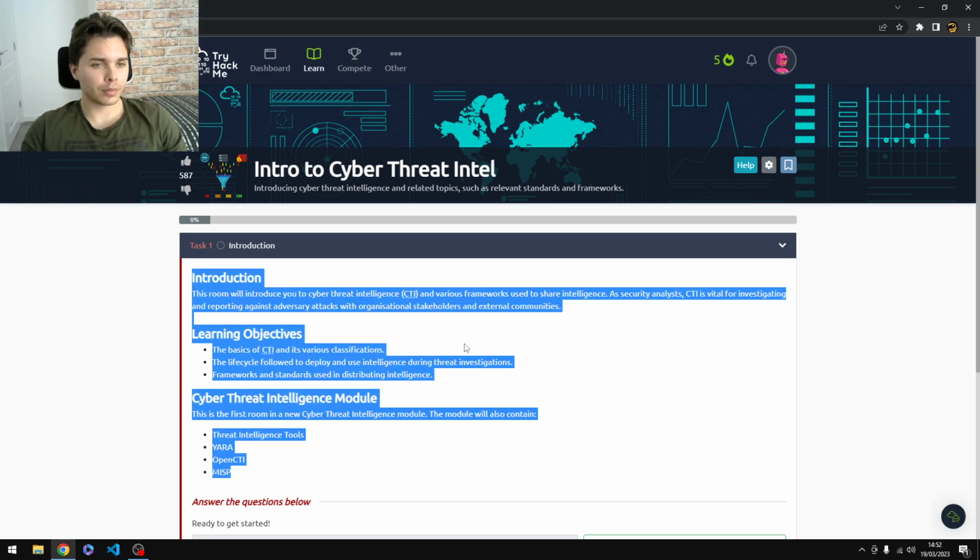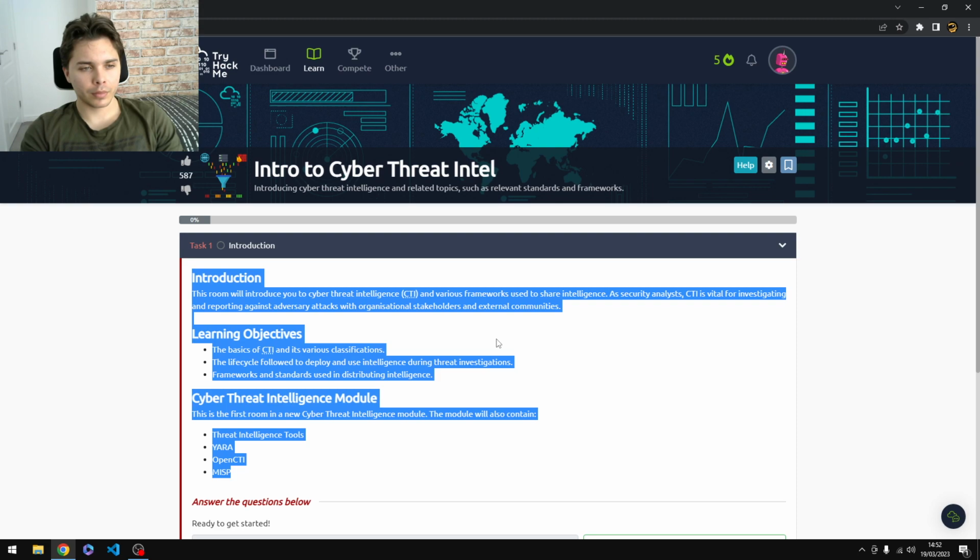Introduction. This room will introduce you to cyber threat intelligence, CTI, and various frameworks used to share intelligence. As security analysts, CTI is vital for investigating and reporting against adversary attacks with organizational stakeholders and external communities.